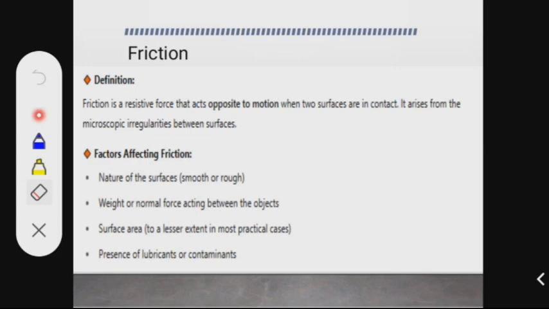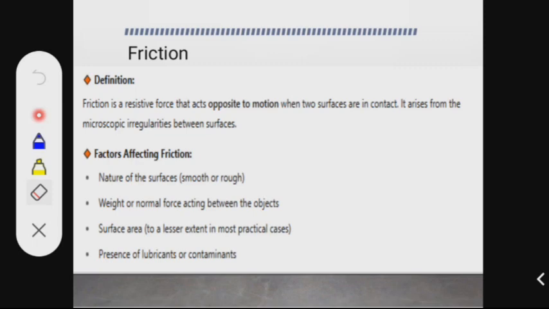Another factor is the weight of the object, or the normal force acting on the object. At the beginning of this subject, I said something about normal force and weight. I said normal force is always equal to weight when the object is staying on a horizontal surface. Now, whether the normal force is equal to weight or not, it can affect friction. Also, weight can affect friction.